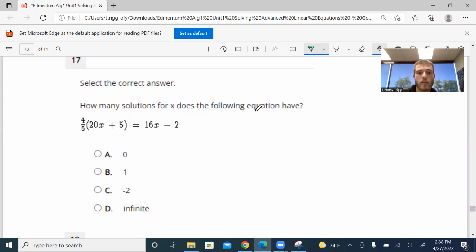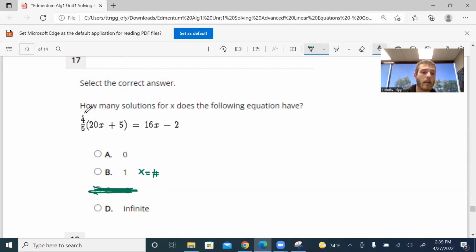How many solutions does this have? Well, it can't have negative 2 solutions, that's for sure. So again, like I mentioned before, if you end up with a strictly true statement, like 5 equals 5, that's infinite solutions. A strictly false statement like negative 2 equals positive 2, and you have no solution. And then if you end up with something like x equals a number, then you have that solution, one solution.